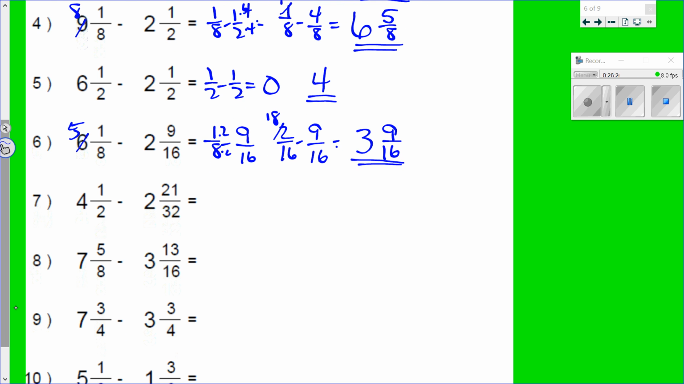Now we're doing 32nds. So 1/2 minus 21 over 32. So that's going to be times 16 to get to 32. So I've got 16/32 minus 21/32. Can't do that, so I'm going to have to borrow. Borrow 32 gives me a 48. So that's going to be 27/32. And 3 minus 2 is 1.